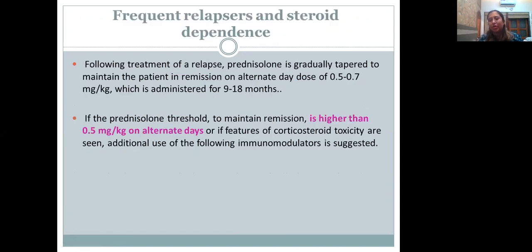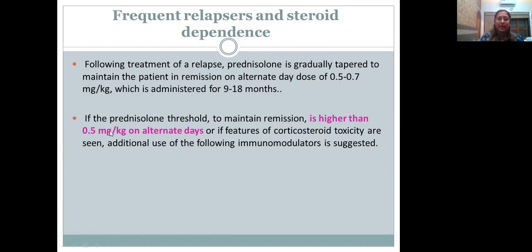Now, frequent relapses and steroid dependence. Following treatment of a relapse with prednisolone, the prednisolone is gradually tapered to maintain the patient in remission on an alternate day dose of 0.5 to 0.7 mg per kg, and that is administered for 9 to 18 months. In frequent relapses, once the child has gone into remission, in order to prevent further relapses, the prednisolone is tapered extremely slowly. So even such a small alternate day dose of 0.5 to 0.7 mg per kg is continued for 9 to 18 months and then stopped.